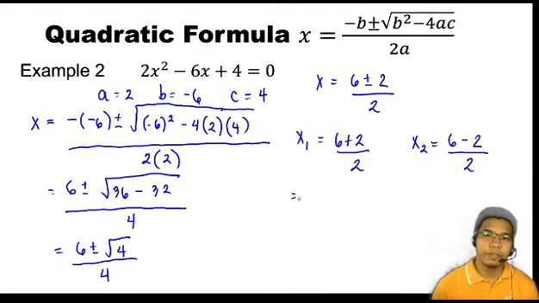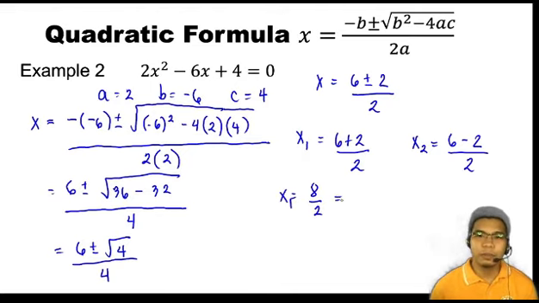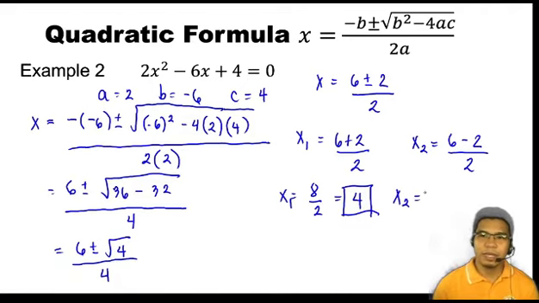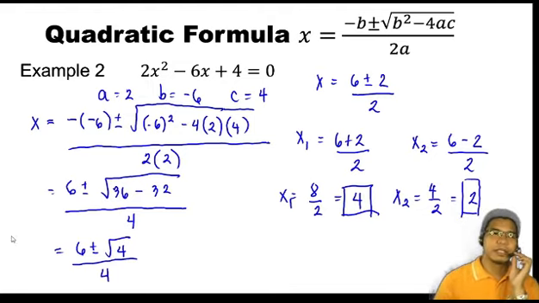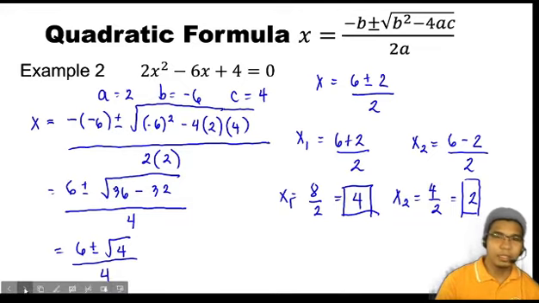And then we simplify to get the value of x sub 1. 6 plus 2 is 8 divided by 2. So this is x sub 1. 8 divided by 2 is 4, so x sub 1 is equal to 4. Then to get the value of x sub 2, we subtract. 6 minus 2 is 4 divided by 2. So 4 divided by 2 is positive 2. So the value of x sub 2 is 2. That's it. Okay, let us now proceed with the next one.